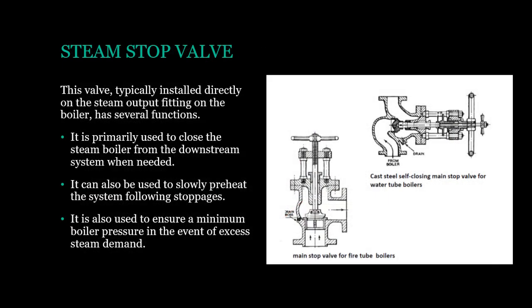Steam stop valve. This valve, typically installed directly on the steam output fitting on the boiler, has several functions. It is primarily used to close the steam boiler from the downstream system when needed. It can also be used to slowly preheat the system following stoppages. It is also used to ensure minimum boiler pressure in the event of excess steam demand.